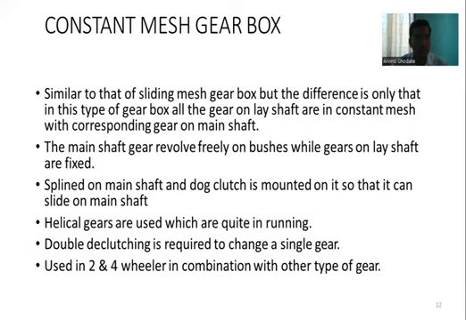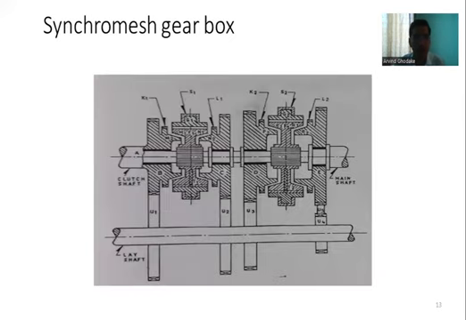Then double declutching is required to change a single gear. It is used in two and three wheelers in combination with other types of gears. So this type of gearbox is used in two and four wheelers. The next one is the synchro mesh gearbox.